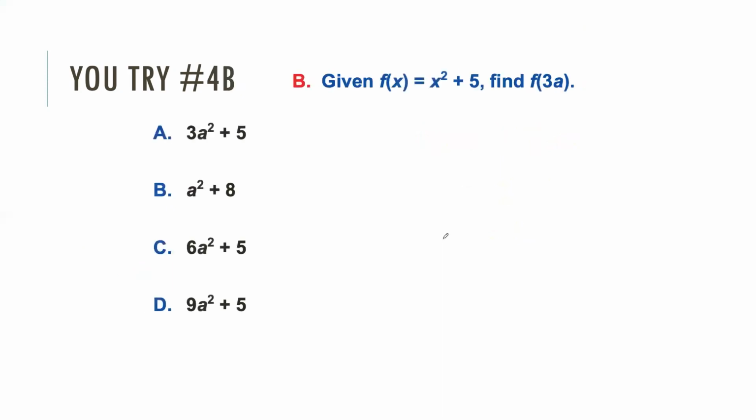All right, and here is another u-try. F of x equals x squared plus 5. Find f of 3a. So I'm going to give you a moment to pause it so you can go ahead and give it a try on your own.